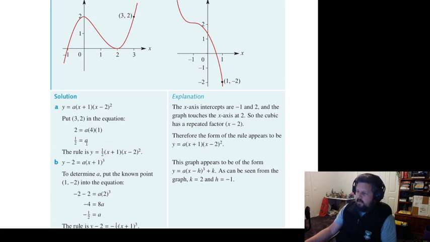Once you have the a value, you can write out the rule in full here. So the rule for this equation is 1/2 is the a value, x plus 1, which is where it cuts at -1, and also it's touching at x minus 2, because this is a squared factor here. Yeah, cool.